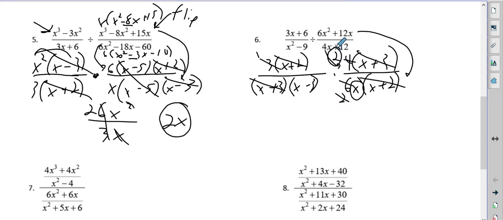So what's left? On the top, the only thing that's left is a 2. On the bottom, I have this x and this x minus 3. If you wrote x squared minus 3x, you are correct, but there's no need to go that extra step. You can just leave it the way it is.